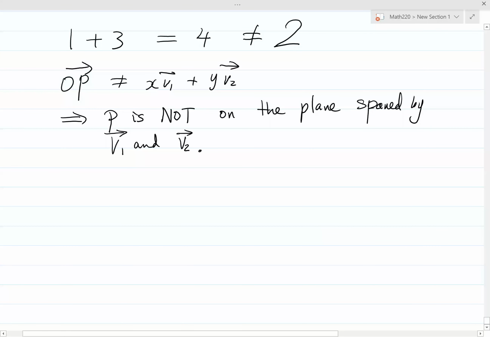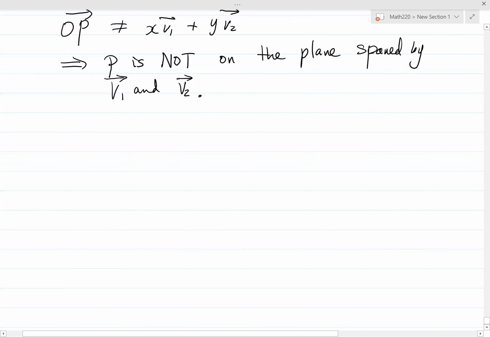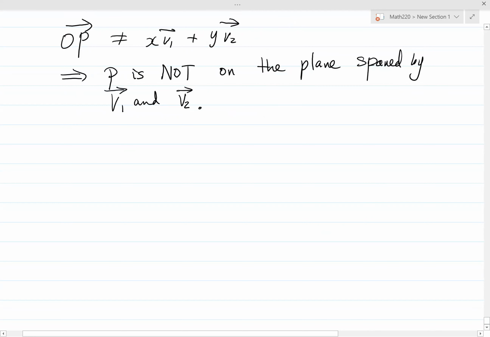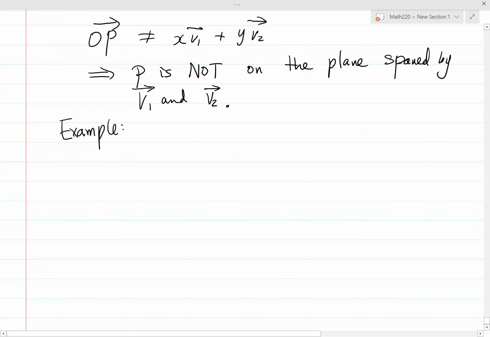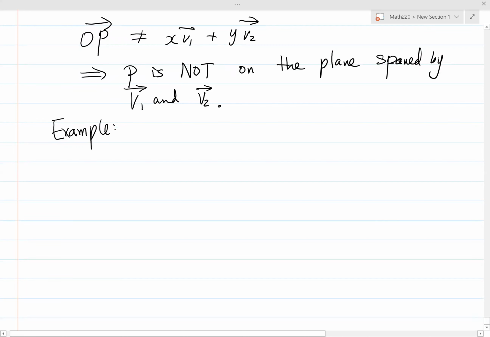More examples. Example. Suppose we have a unit cube.